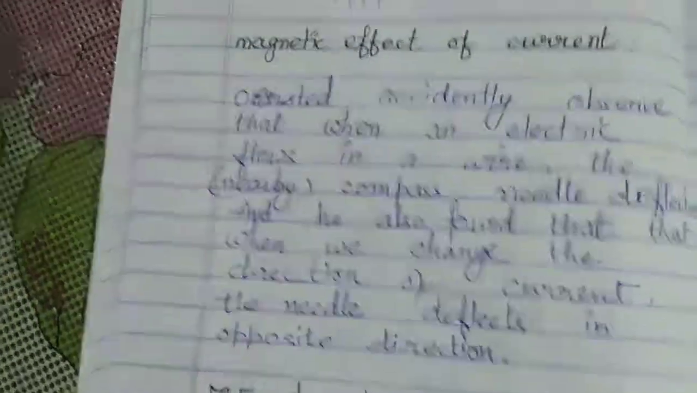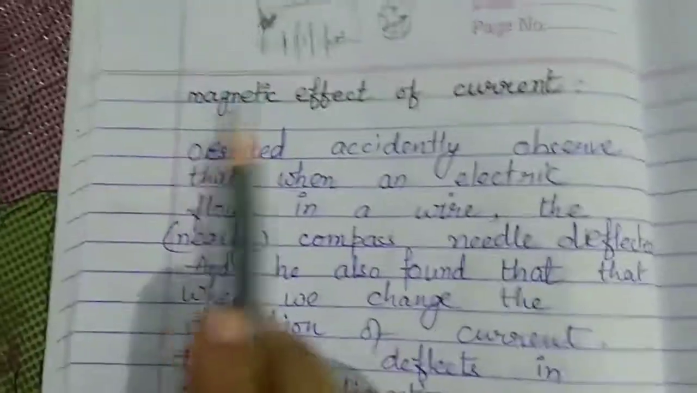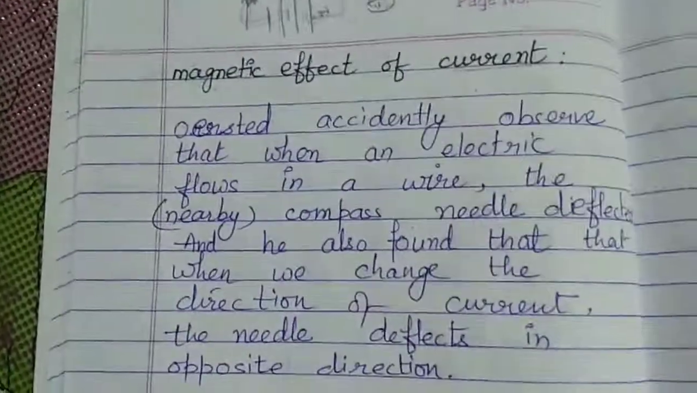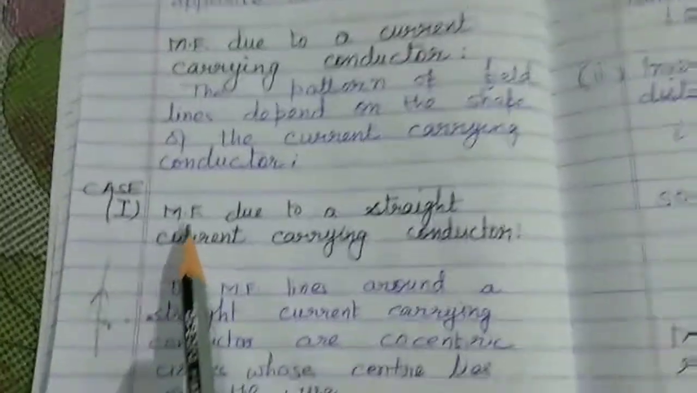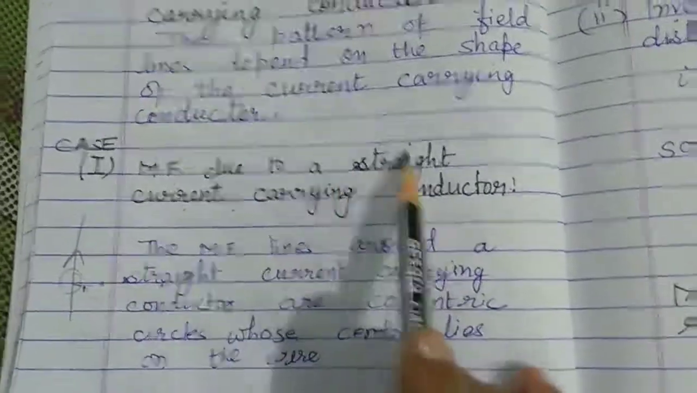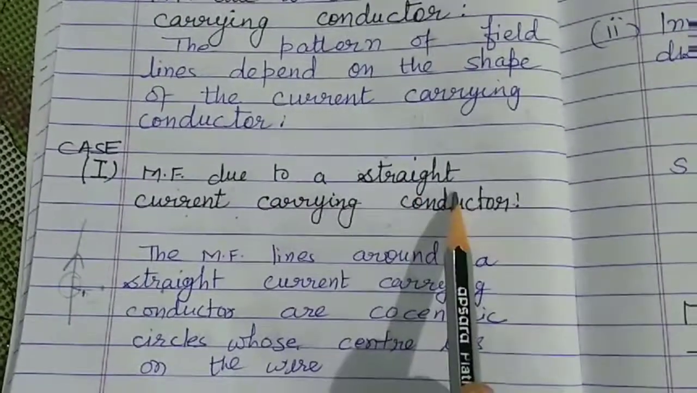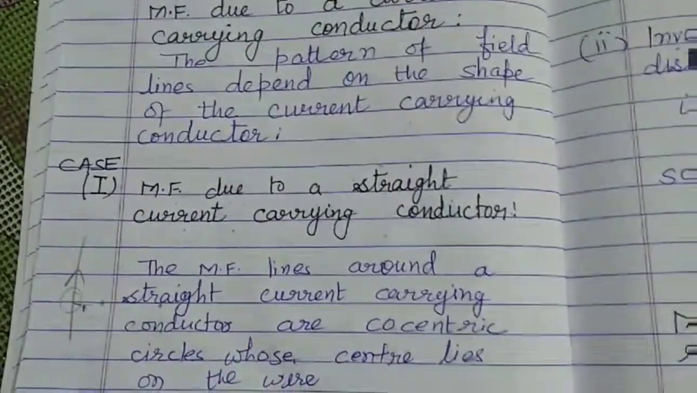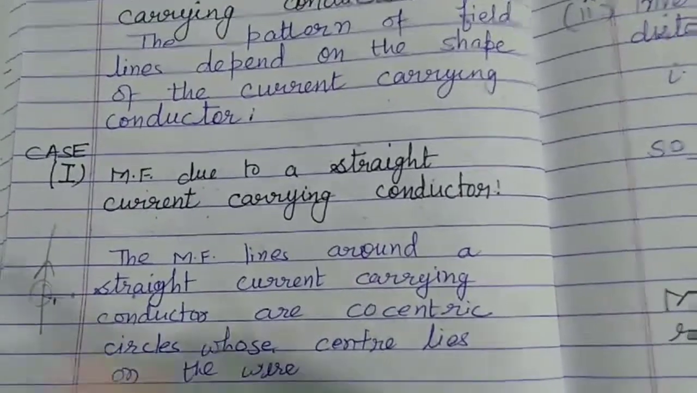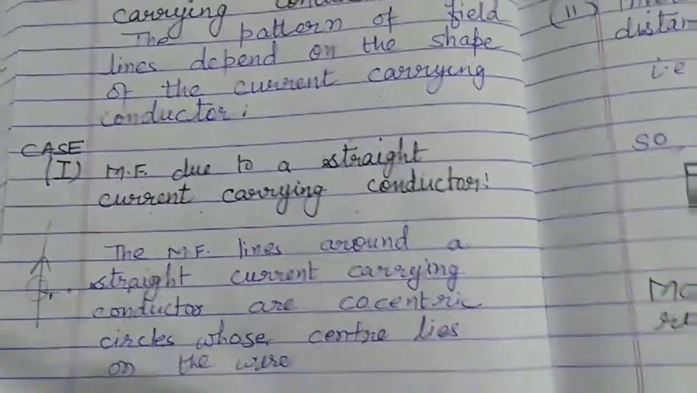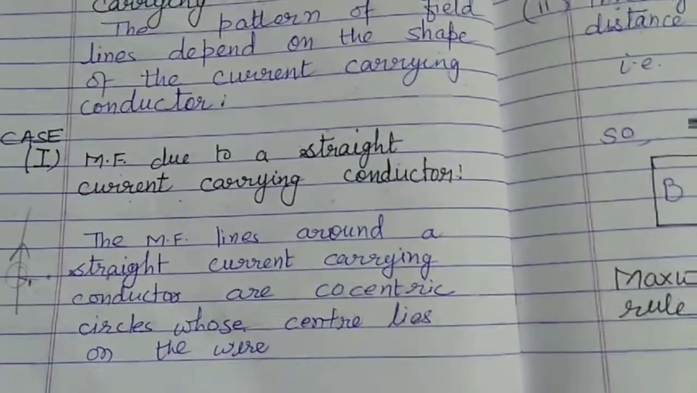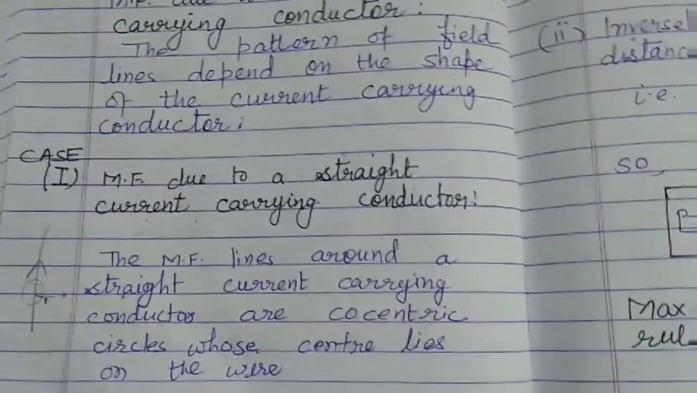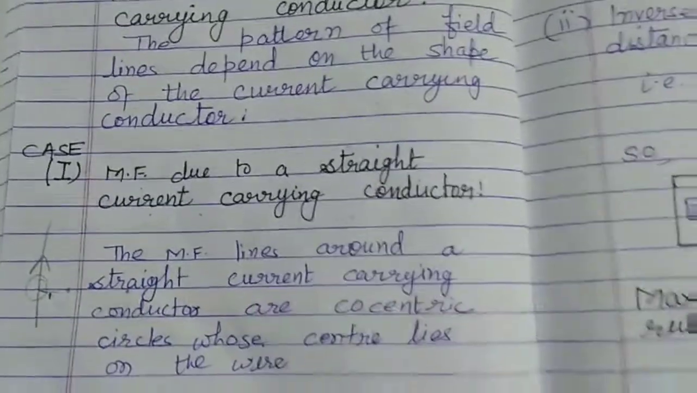Come back. So we were studying magnetic effect of electric current, in which the first thing we studied was magnetic field due to a straight current carrying conductor. Now we already know that whenever there is a flow of current in any conductor, a magnetic field is generated due to that current flow. And that is called magnetic effect of electric current.